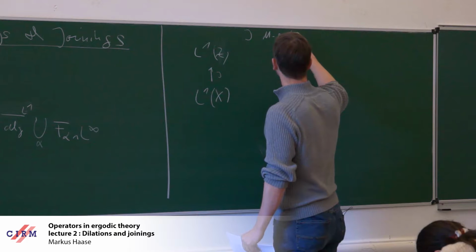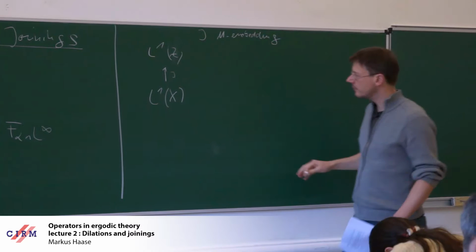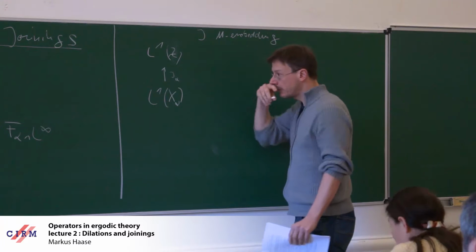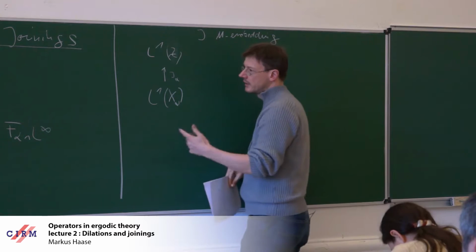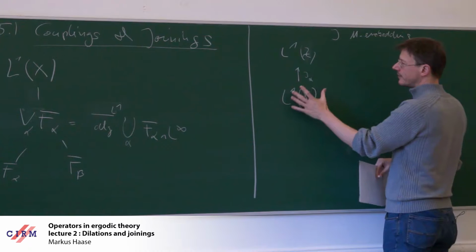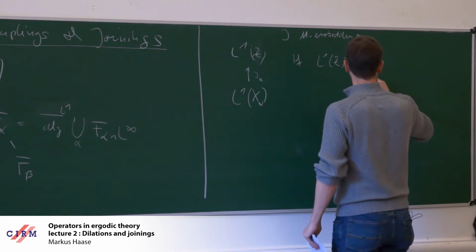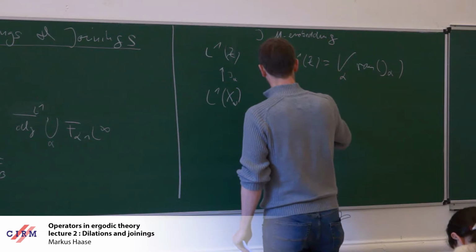And now think of, you have a lot of them. Then this is a common extension. Yes, they all go into the same space. And then the images of these spaces in here, you can join them. So you can ask whether these images, if you join them, give the whole L1 of Z. And then this is called a coupling. So if that is the whole space, then this common extension is called a coupling.